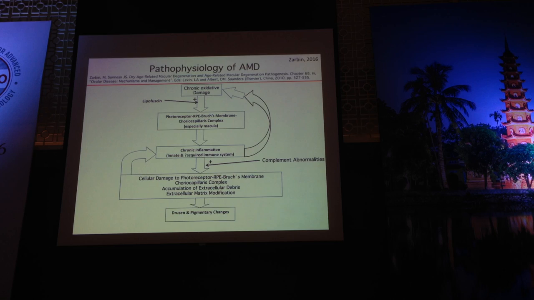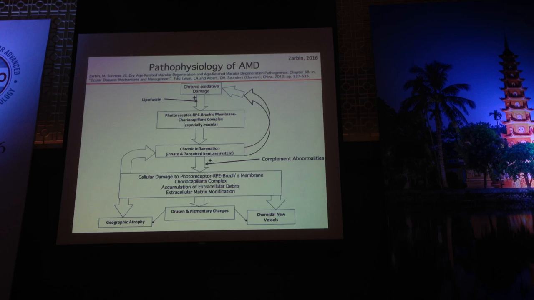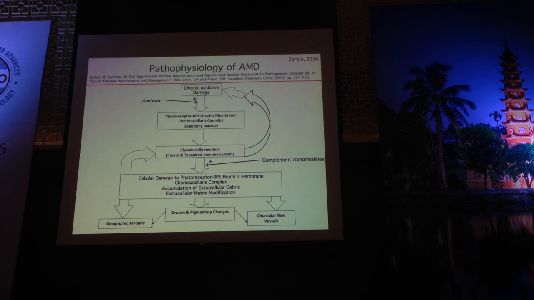So we call these changes, drusen and pigmentary changes, early changes, but they're not early, actually, in the disease pathogenesis. They're only early in terms of our clinical recognition of disease. And then through mechanisms that are still being worked out, we eventually can end up with atrophy or choroidal vessels. These are not mutually exclusive outcomes. About a third of the patients that have geographic atrophy histologically have choroidal vessels.